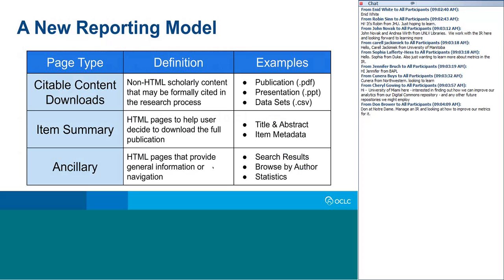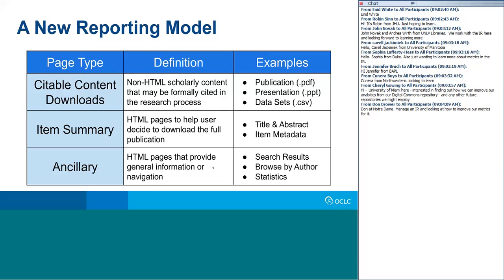So let's start with a new reporting model that we're proposing. We like to divide up the pages that could be counted when a user visits an institutional repository into 3 categories. The first are these ancillary pages, and we consider these rather low-value pages. They're simply HTML pages that users navigate or browse through when they go to the IR itself, when they land on the IR splash page and then start to move through. And these can be search results, they can be browse results, and so forth.